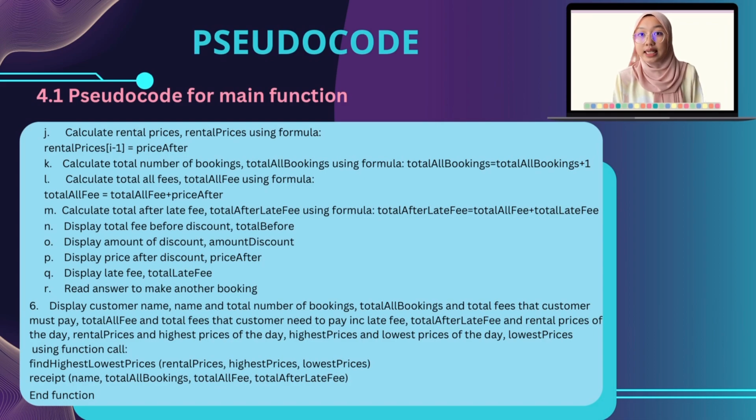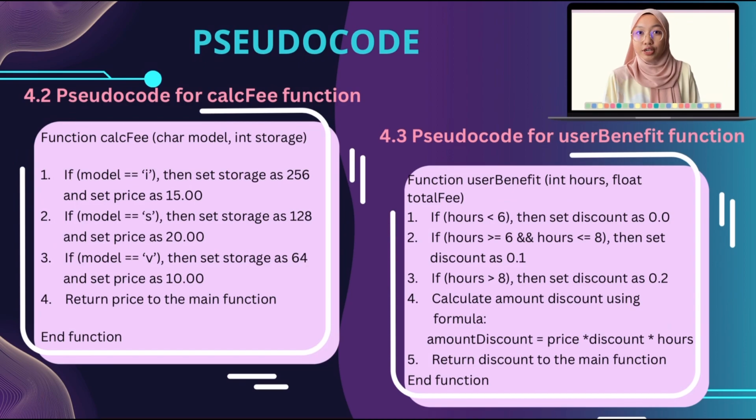For the output, display customer name, total number of bookings, total fees that customer must pay, total fees that customer needs to pay including late fee, and rental price of the day, and highest price of the day and lowest price of the day using the function called find highest lowest price and receive. Lastly, end function.